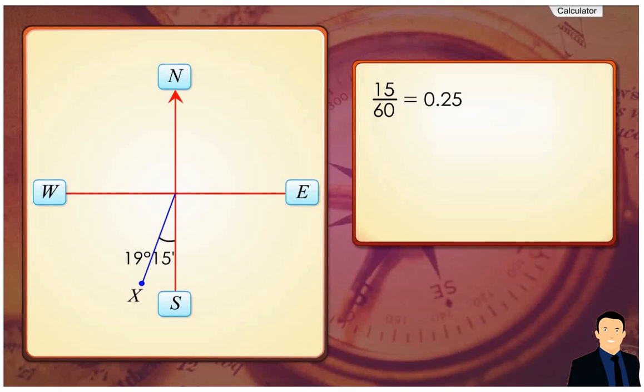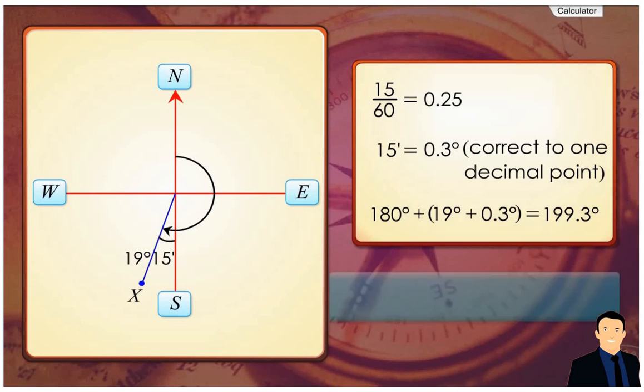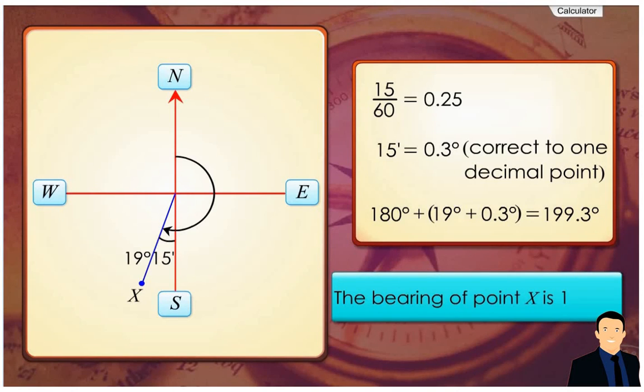As bearings involving degrees and minutes are usually expressed correct to one decimal point only, 15 minutes is equal to 0.3 degrees, correct to one decimal point. Bearings are measured clockwise from the north, so we have 180 degrees plus 19 degrees plus 0.3 degrees, which is equal to 199.3 degrees. Thus, the bearing of point X is 199.3 degrees.